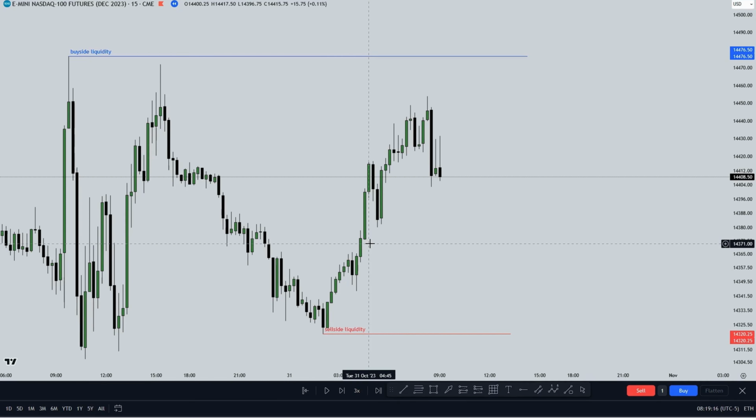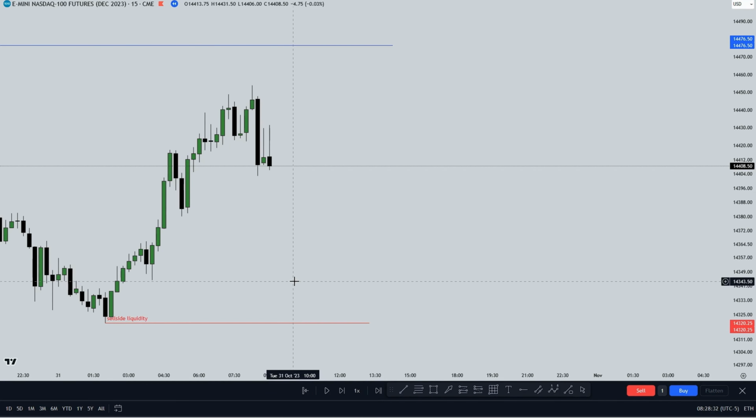So in this video, I'm going to go over ICT's SUNS model and how I personally use it. First of all, you want to find buy-side liquidity and sell-side liquidity. Whenever price takes out the buy-side liquidity or the sell-side liquidity, we want to go down into the lower time frame.